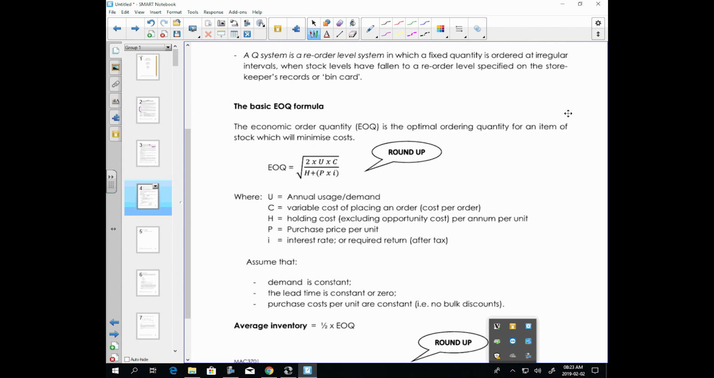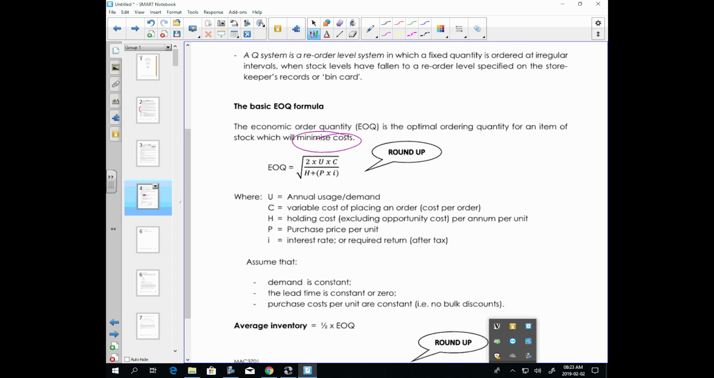So the economic order quantity is the optimal ordering quantity for an item of stock which will minimize cost. So this, guys, is the key here. They're not going to say, do the EOQ formula and give us how much we need. They're going to ask, what is the quantity that we should order in order to minimize costs? It will not even mention EOQ. So you need to understand your objective here is to minimize costs. So when you see minimize costs of ordering stock, this is what we're looking at.